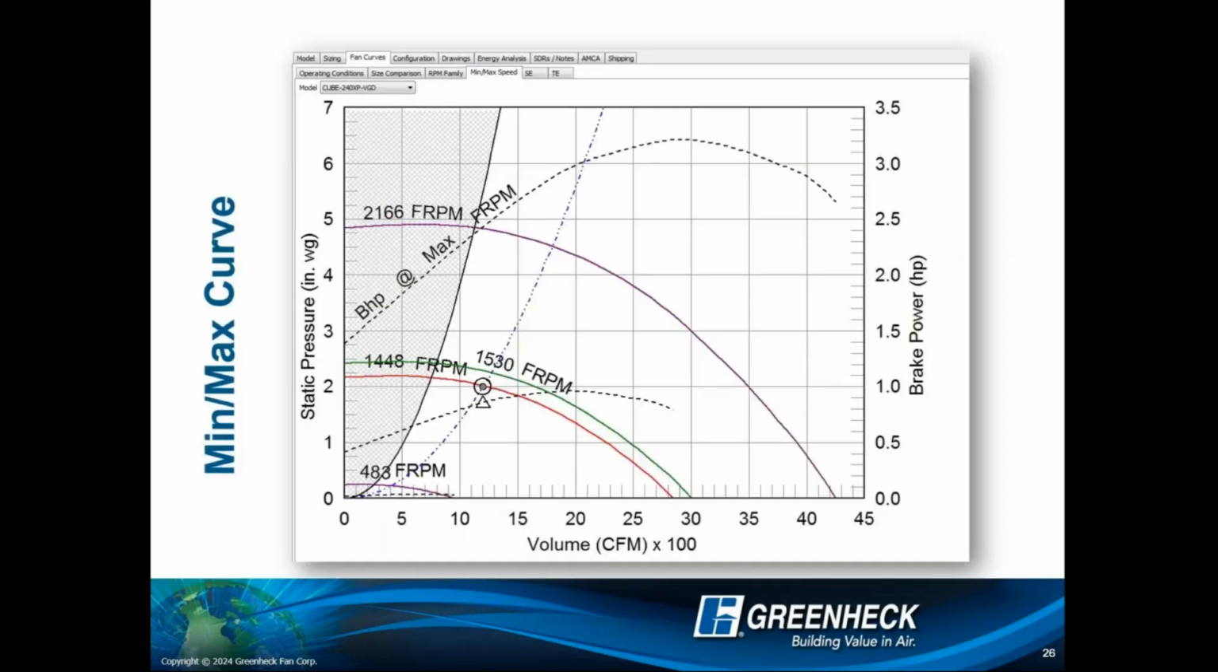So right here is what we would call a min-max fan curve. I love this curve. And I can tell you this right off the bat, I will not make a selection of a variable speed fan, one with an EC motor, what I would call very green, or one with a VFD. I would not make a selection without looking at this specific curve. But let's look at the pieces and parts of this.